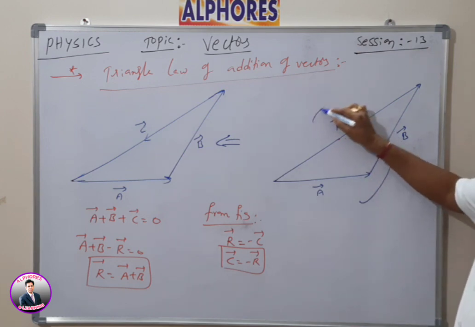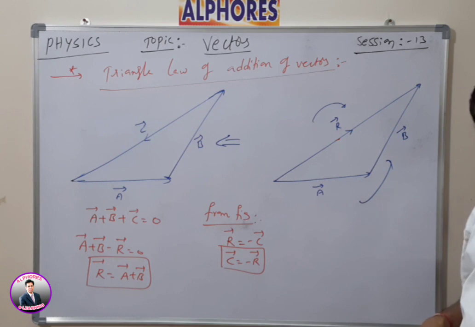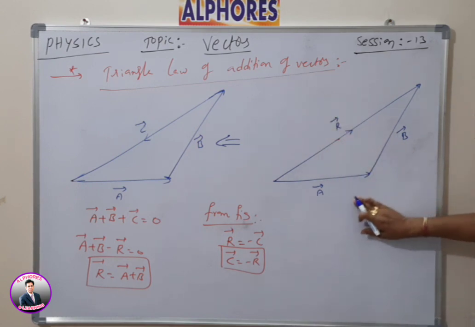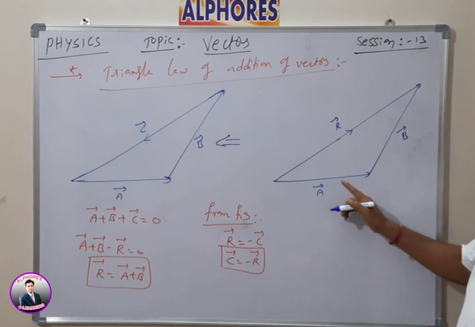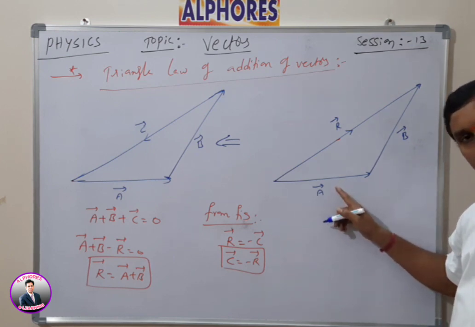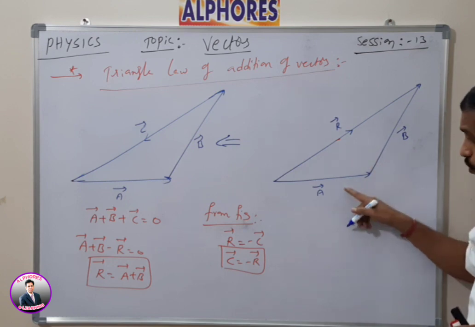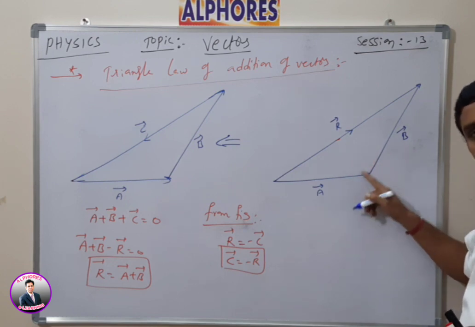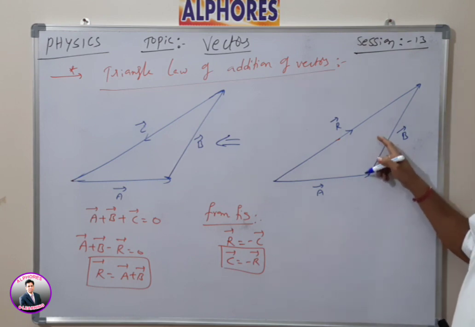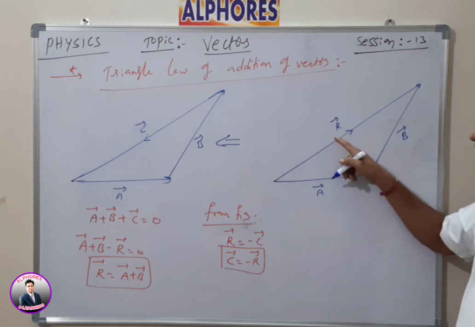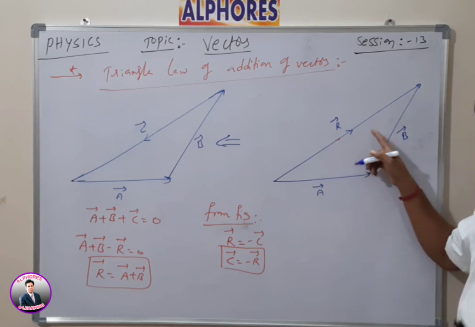Then the resultant is in clockwise sense like this. Okay. So this is the simple statement about the triangle of addition of vectors. If two vectors having both magnitude and direction, which represent two sides of a triangle, are taken in the same order, then the resultant is in reverse order. The resultant, having both magnitude and direction, is taken in reverse order.